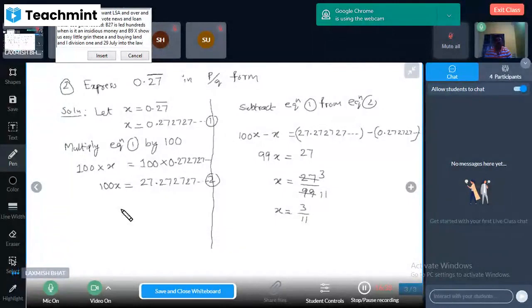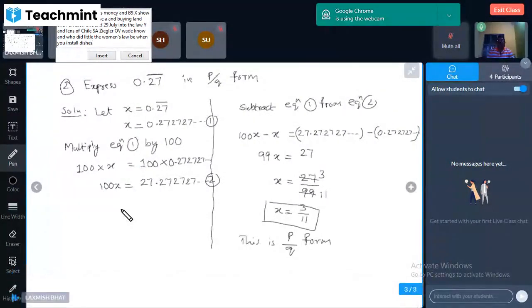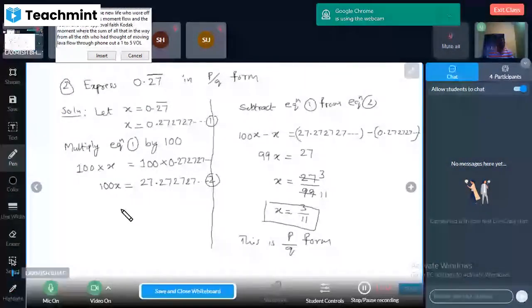x is equal to 3 by 11 is the p by q form. That is, the given decimal expansion is converted into its rational number form, that is p by q form. Here 2 digits are repeating in the decimal place, so we have to multiply the assumed equation number 1 by 100, so that we will cancel all the decimal part.